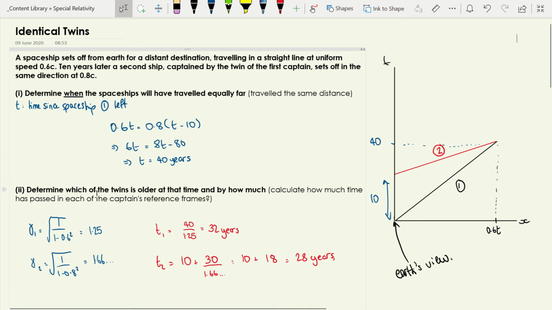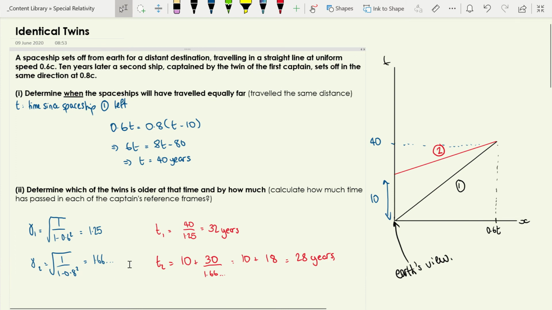So what we're going to do is determine from Earth's perspective which of the twins is older at that time and by how much. In order to see how much time has passed for each of Captain 1 and Captain 2, we're going to need their gamma factors, because that will allow us to relate this 40 years on Earth to the time for Captain 1 and the time for Captain 2. Captain 1 is at 60% of the speed of light, so we can put 0.6 in here. Captain 2 was going at 0.8 as a fraction of the speed of light. And so we get these two gamma factors here, and I've kept them as unrounded numbers.